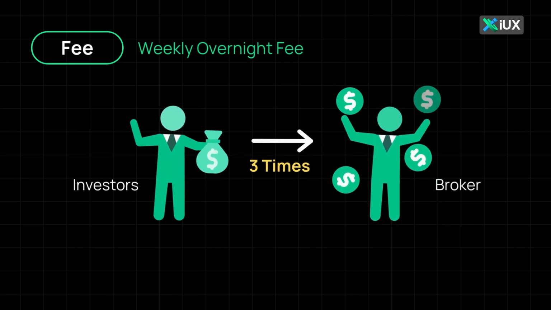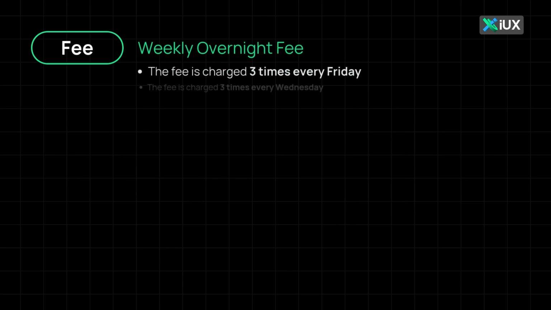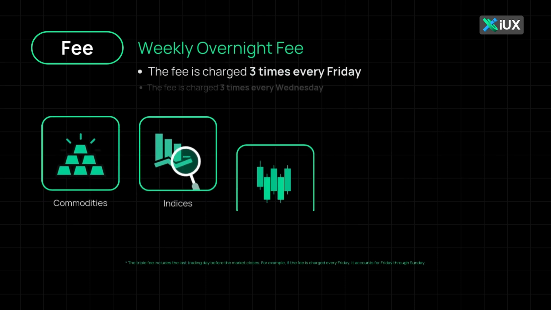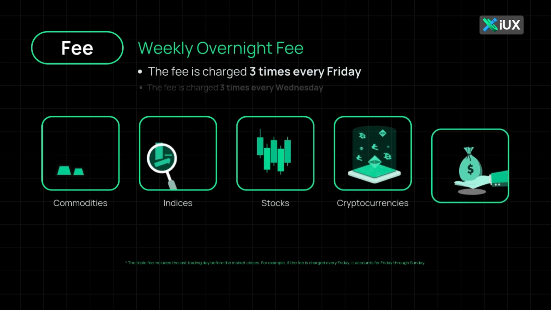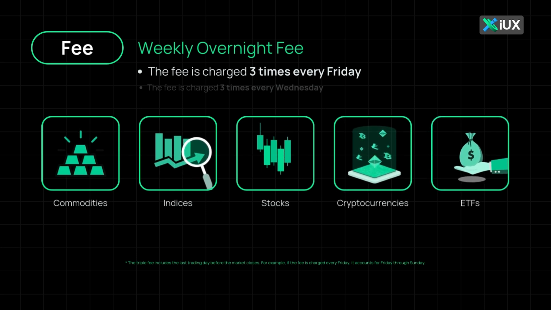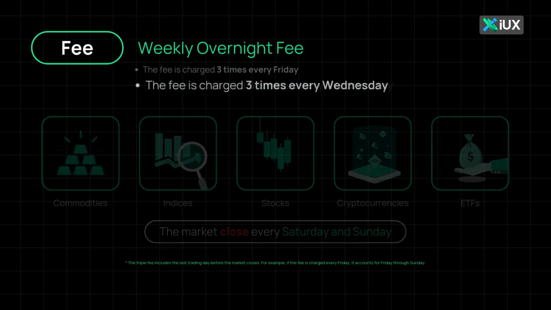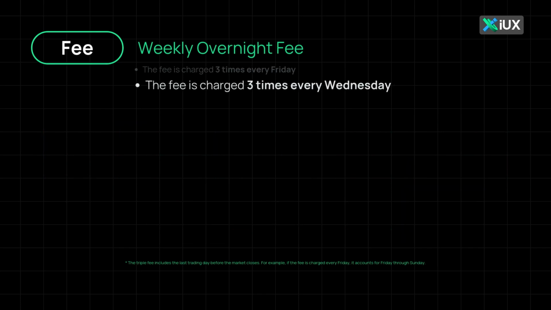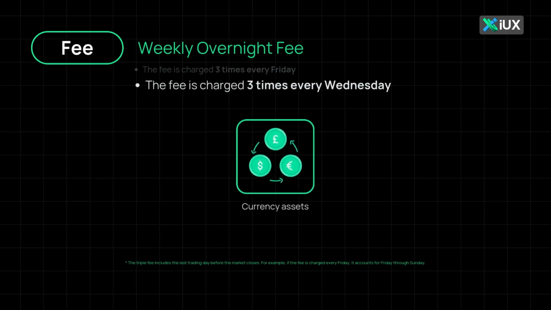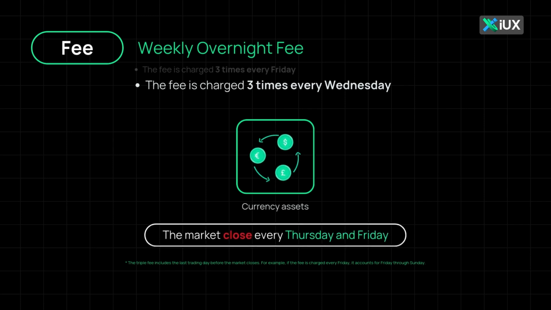It applies as follows. The fee is charged 3 times every Friday for assets such as commodities, indices, stocks, cryptocurrencies, and ETFs, as these assets have a market close every Saturday and Sunday. The fee is charged 3 times every Wednesday for currency assets, because the market closes on Thursday and Friday. Thus, financial transactions cannot be made on this day.